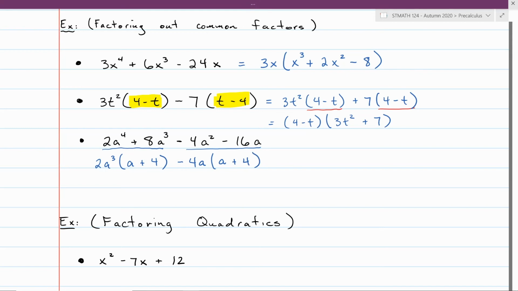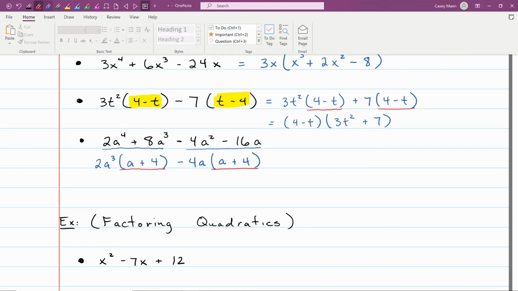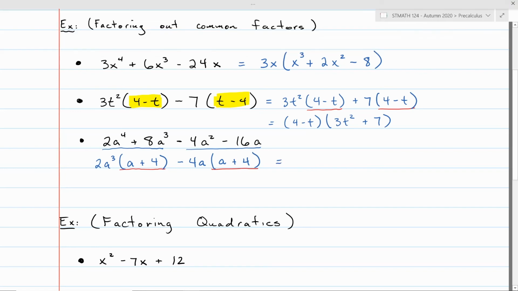And then further, I'm seeing I now have a common factor of a plus 4, so I can factor a little bit more by factoring out the a plus 4, and then that would leave me with a plus 4 times 2a cubed minus 4a.